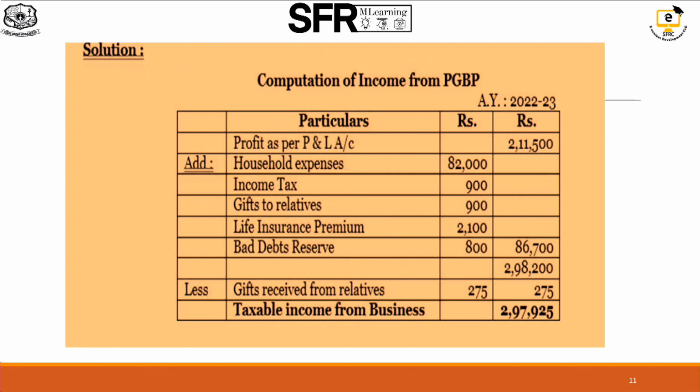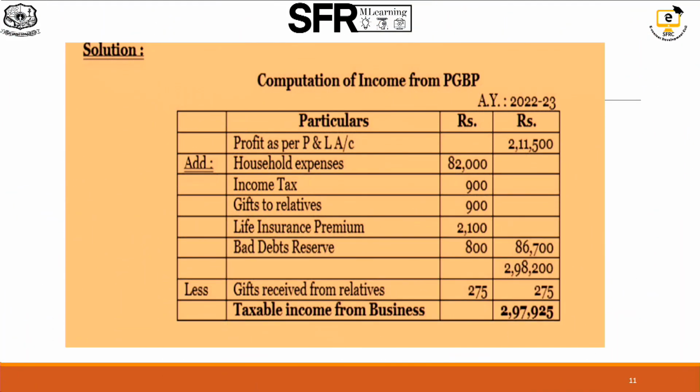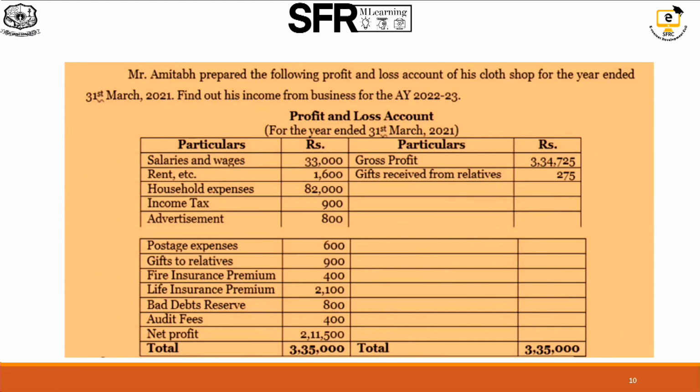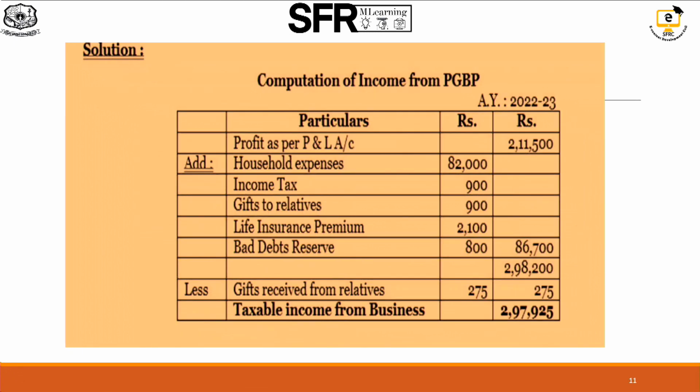Here is the solution for the problem given before. Computation of income from business, business income. Here we have to show this in a statement form only and start the problem with the net profit shown in the problem. Here we have the net profit as 2,11,500, and we have to start from this, and we have to add all the expenses and deduct the income received by the assessee in the previous year.